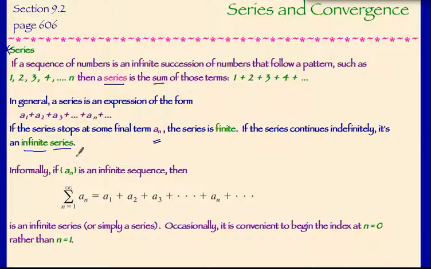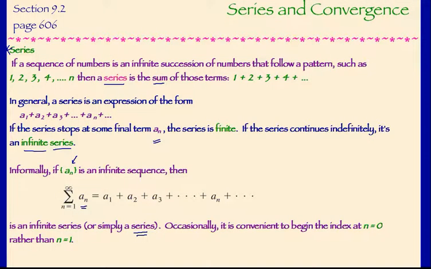So informally, if a sub n is an infinite sequence, then summation notation from n equals 1 to infinity of the general term of that sequence is an infinite series, or we would just call it a series. Occasionally it is convenient to begin the index at n equals 0 rather than n equals 1. It doesn't really matter. You're adding up an infinite number of terms, so whatever the first term is is not as important as you would think. So that's the connection between series and sequences.